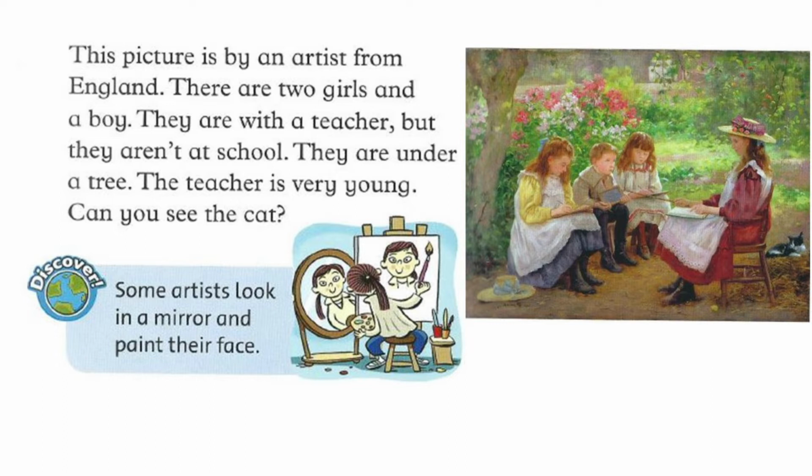This picture is by an artist from England. There are two girls and a boy. They are with a teacher, but they aren't at school. They are under a tree. The teacher is very young. Can you see the cat? Discover! Some artists look in a mirror and paint their face.